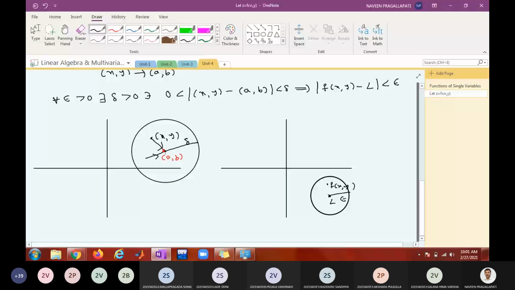Infinitely many, and not only along straight line directions. It can be along any arbitrary direction also. It can be along a circular path, a parabolic path, an elliptical path, or some irregular path. In whatever manner the point is approaching (a, b), correspondingly it should have a limit.